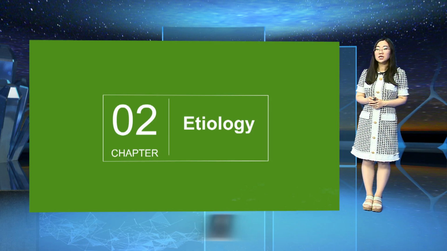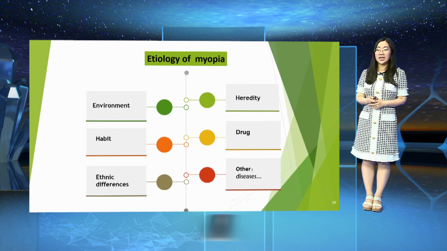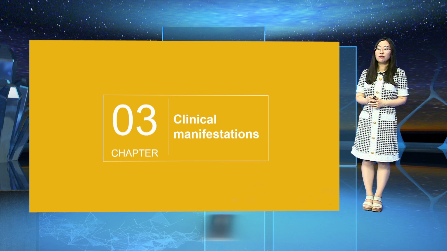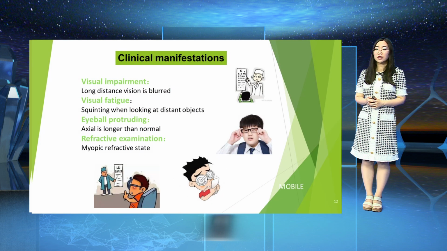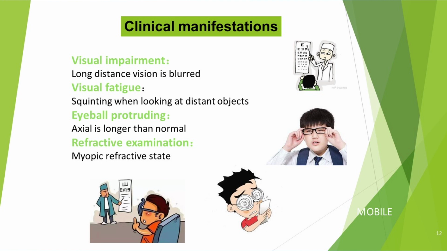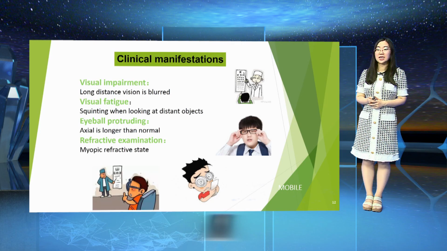Etiology. The etiology of myopia is very complicated. It includes environmental factors, genetic factors, eye habits, and other factors. Clinical manifestations. Visual impairment. Long-distance vision is blurred. Visual fatigue, squinting when looking at distant objects. Eyeball. Axial length is longer than normal. Refractive examination. Myopic refractive state.